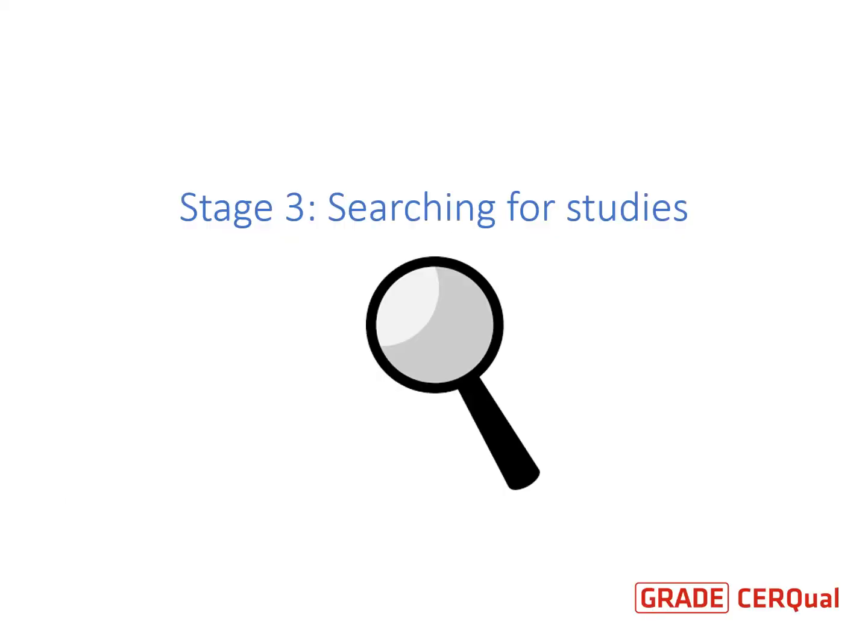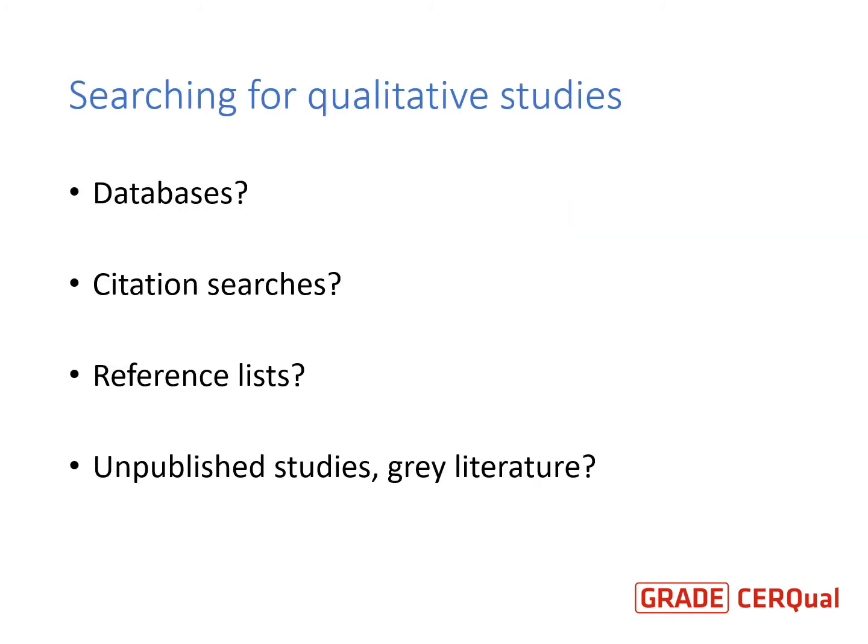In stage 3, you search for the studies. When searching for studies, you'll need to make decisions about a number of issues. This includes deciding which databases to search in, deciding whether you want to carry out citation searches or go through the reference lists of the studies you find, and deciding whether to search for unpublished studies or reports in the grey literature. Where you search and how much effort you put in will depend on the topic of your review and how well researched the topic is.